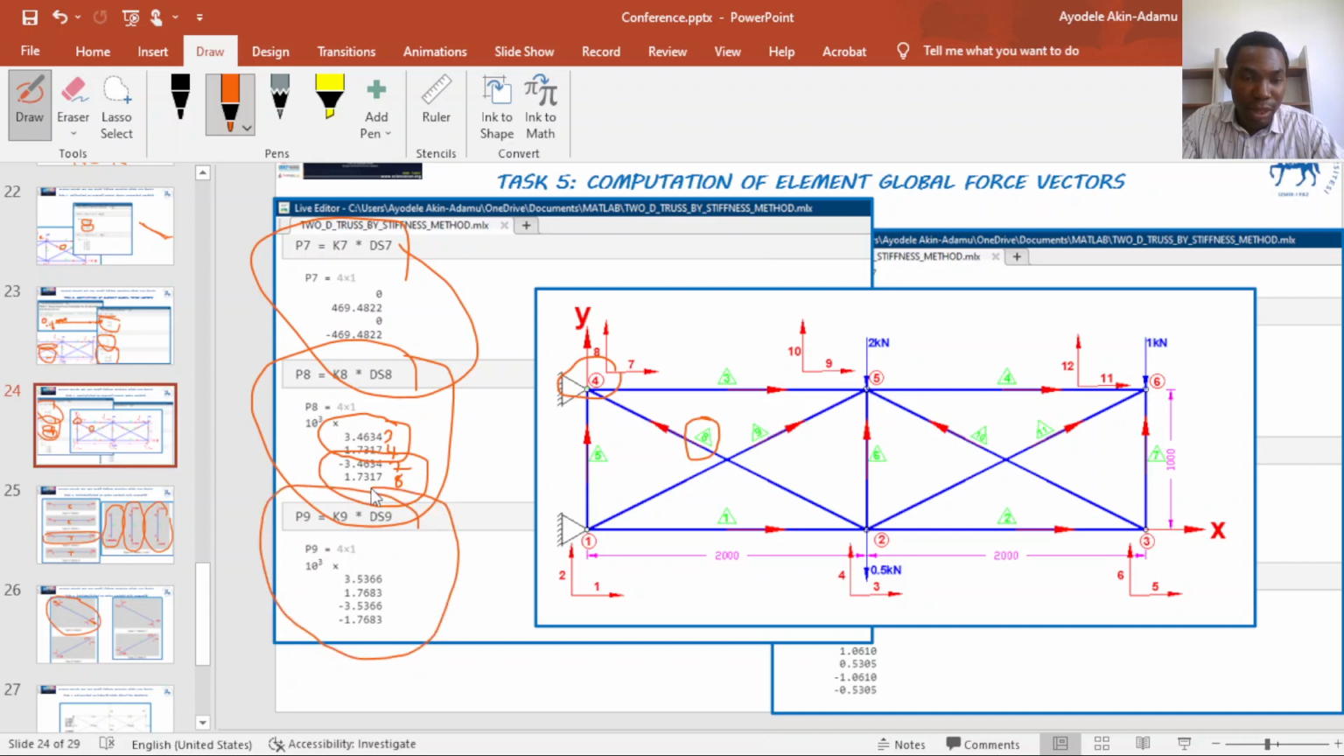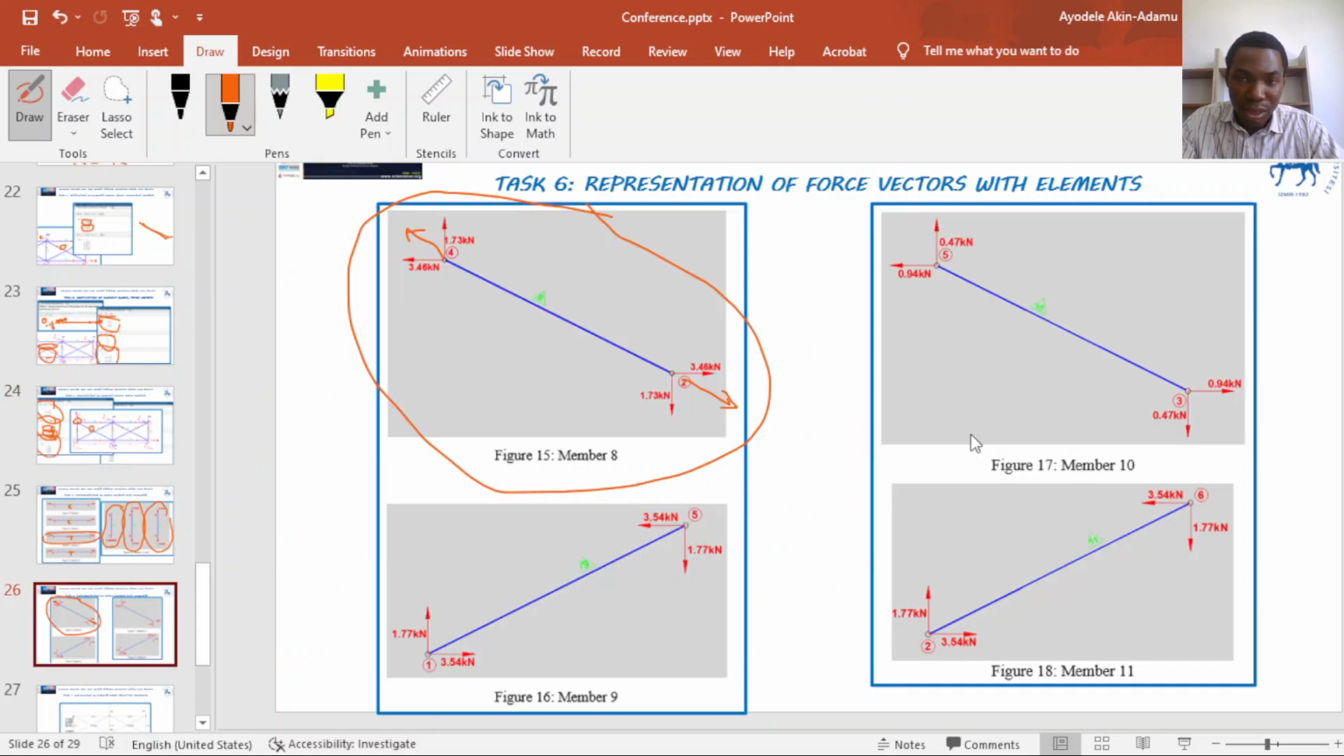For element 9, the force vector is given by this, and it is also defined as this. These elements, because the force is pointing in this direction, the resultant will be like this. The resultant will also be like this. So this element is in compression. This element here is in tension.